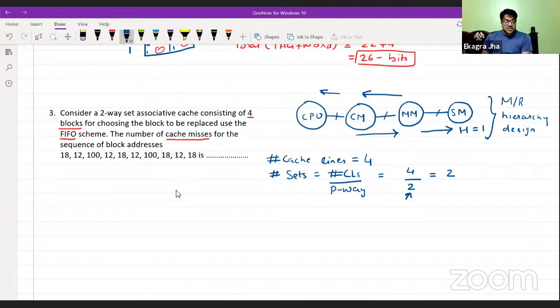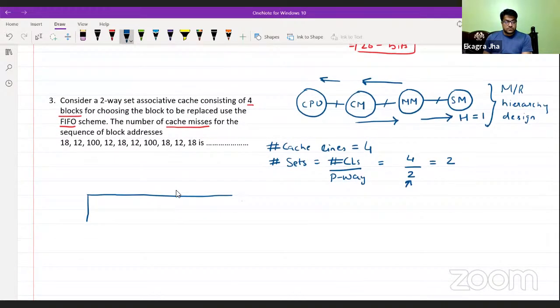So the set associative cache will look like this. The 2 sets will be 0 and 1, and then we can have the word offset as this. So 2 sets, and both sets have 2 ways behind them.